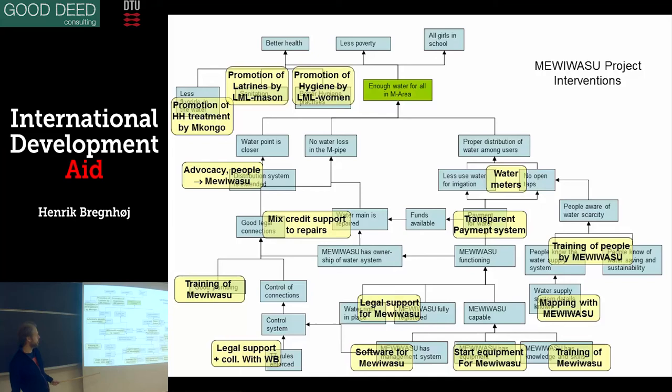We helped them to set up a transparent payment system, put up some water meters, and help people with advocacy to talk to the water supply organization, help set up some loans. At least this was what we planned to do. As I said, we focused on the water supply, but we're also aware that sanitation and better hygiene are also important. So we did some promotion of latrines, but not something that we put very much emphasis on here. So by working here and there, we can make a lot of improvements in the system here.